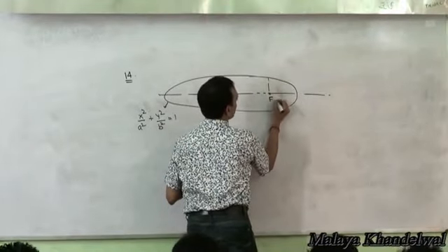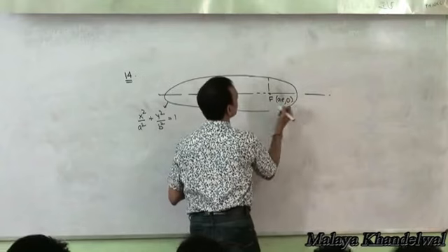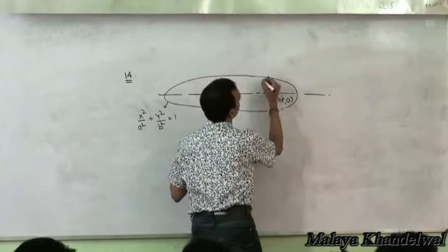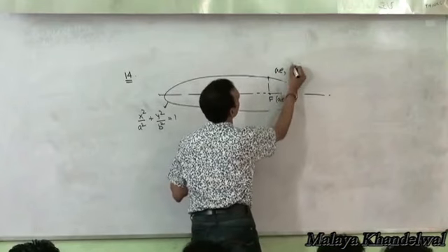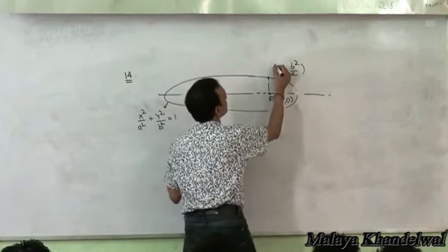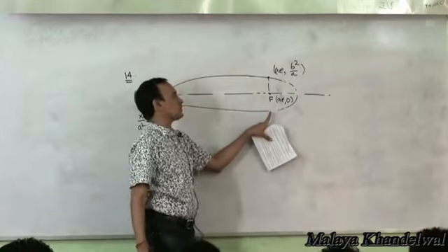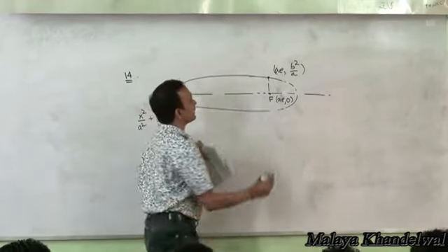Now if this is the focus F, which is (ae, 0), then the end of the latus rectum is going to be (ae, b squared by a), right? The end of the latus rectum is going to be (ae, b squared by a). This will be (ae, minus b squared by a).